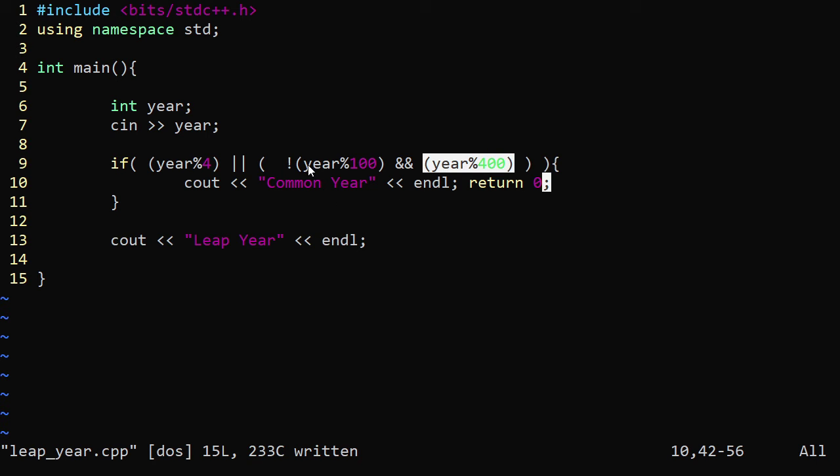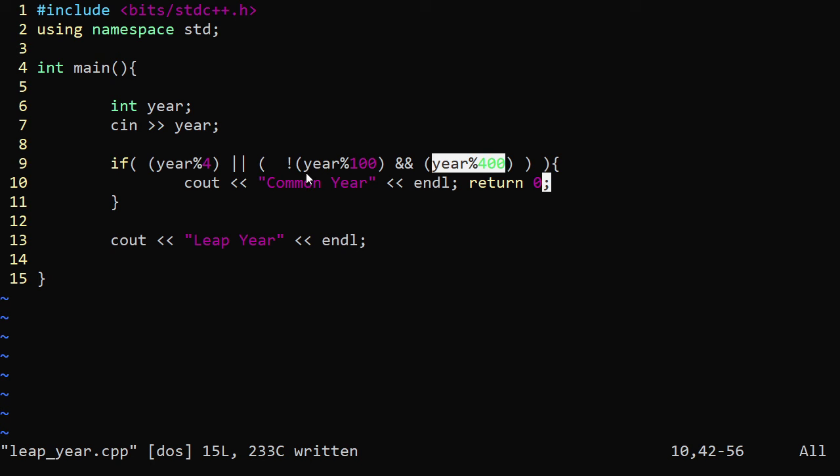The first part checks if the year is divisible by 100. So if year modulo 100 equals 0, this will evaluate as false, and this symbol here is the not symbol, so not false equals true. So if it is divisible by 100 and it is not divisible by 400, this will evaluate as true, only if year modulo 400 is not equal to 0, so if it is not divisible by 400. In that case, we have a common year.